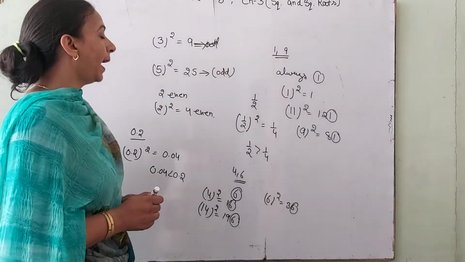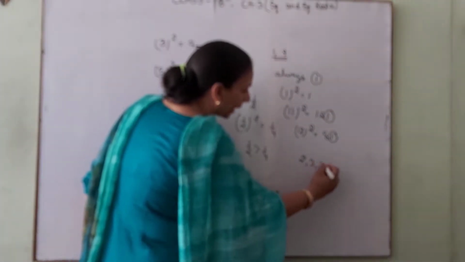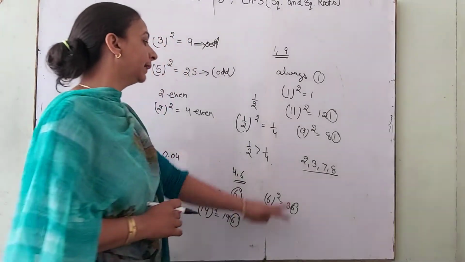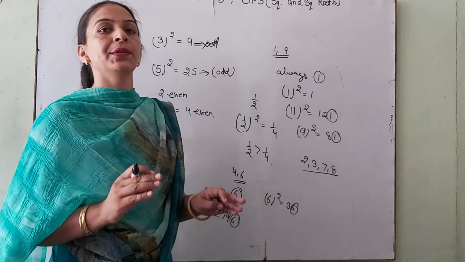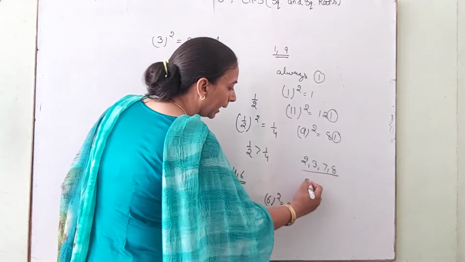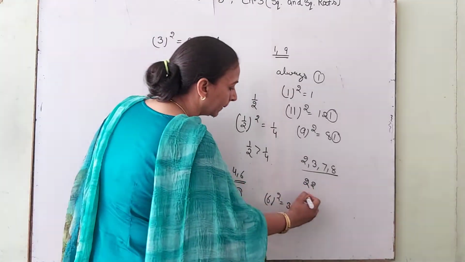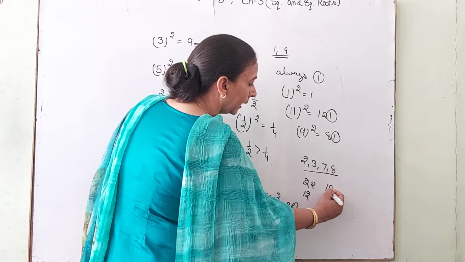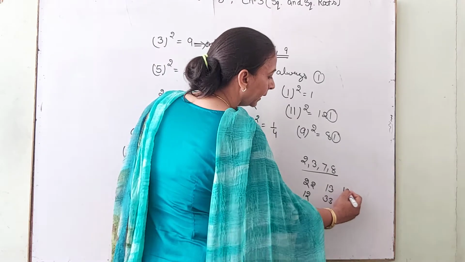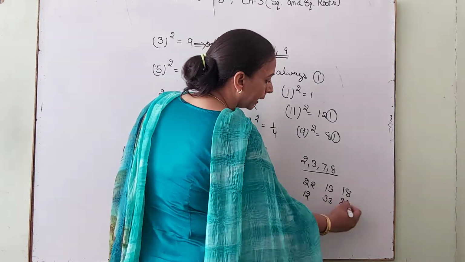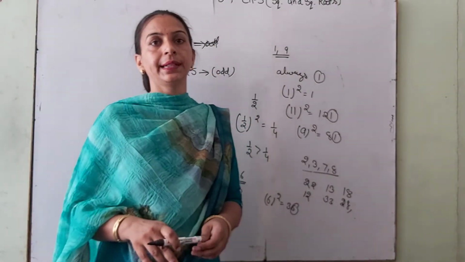If any number ends with 2, 3, 7 or 8, it is not a perfect square. For example, ending with 2, a number like 22 is not a perfect square. 12 is not a perfect square. 13 is not a perfect square. 33 is not a perfect square. Same, 18 is not a perfect square, 28 is not a perfect square. Any number ending with these digits is not a perfect square.